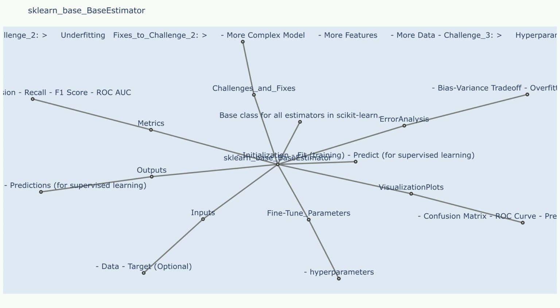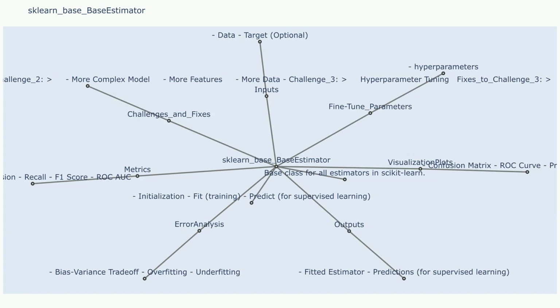sklearn.base.BaseEstimator. Description: the base estimator class in scikit-learn (sklearn) is the fundamental building block for creating custom machine learning estimators. It defines the basic structure and methods that all estimators in scikit-learn should adhere to.